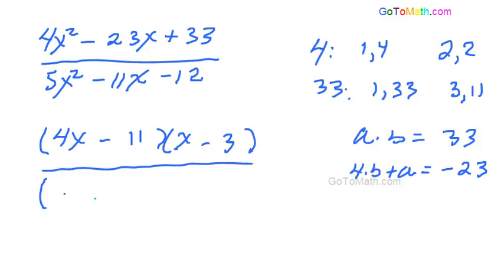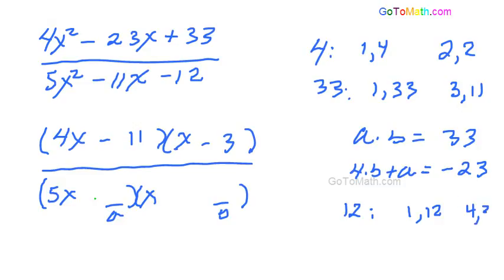Now let's take a look at the denominator. I'm going to go ahead and start with a 5 here. That's really the only thing we could put here is a 5. Actually, can't break that down anymore. So if this is an A and this is a B, and of course, we got 12. So let's take a look at that. We got 1 and 12, or 4 and 3, right?